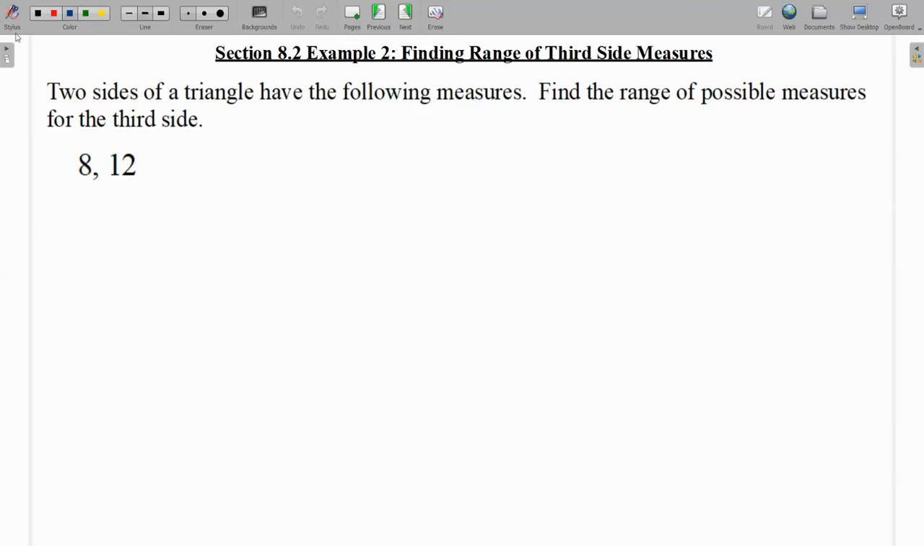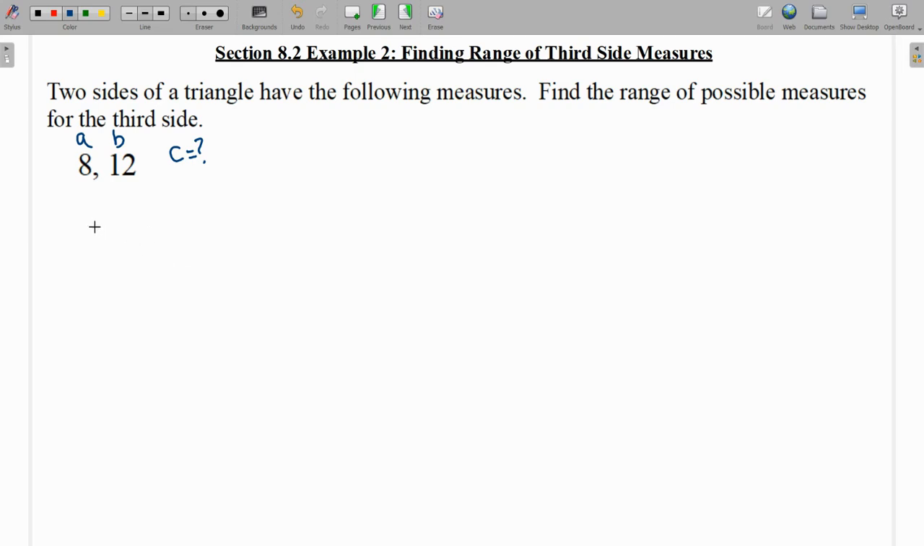In example 2 of section 8.1, we're looking to see if we can find a range of third side measures. In our directions, we're told that two sides of a triangle have the following measures, which in this case are 8 and 12. They want us to find the range of possible measures for the third side. I'm going to label the first number A, and the second number B. That means we are looking for C, that third side.